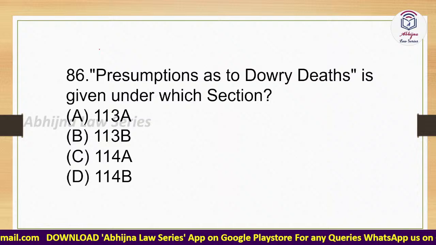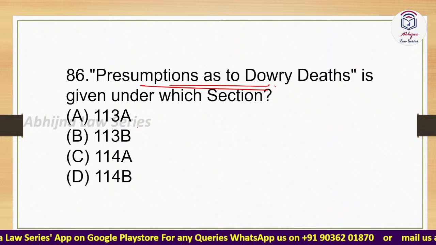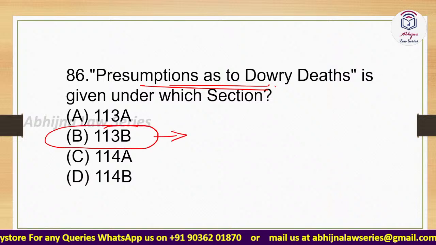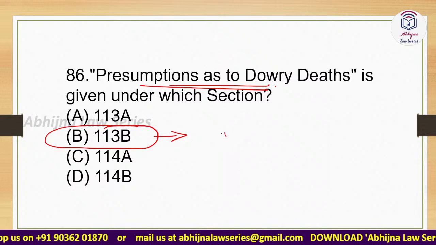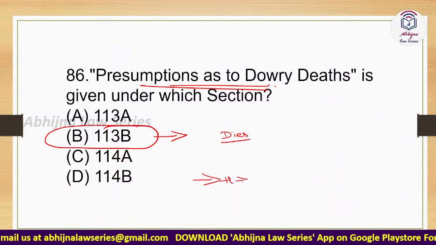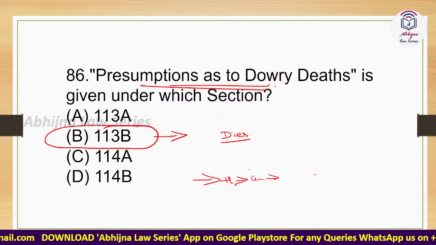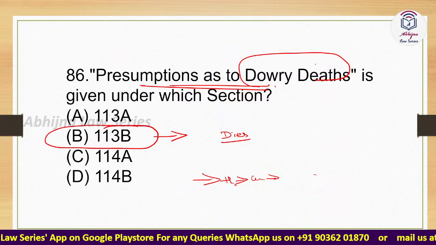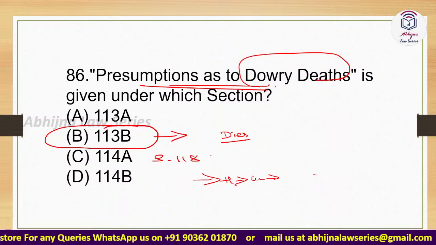Next one, presumptions as to dowry death. The Indian Evidence Act prescribes presumption under Section 113B. It says that if a woman dies and if it is proved that the husband had subjected her to cruelty in demand of dowry, then it can be presumed that this is a case of dowry death. So this is given under Section 113B. Now, it is Section 118 of Bharatiya Sakshi Adhiniyam.